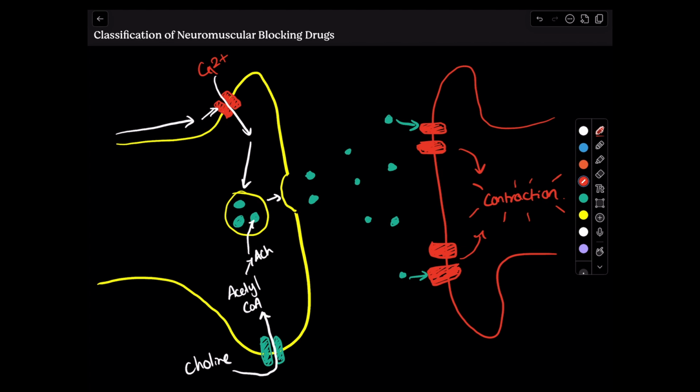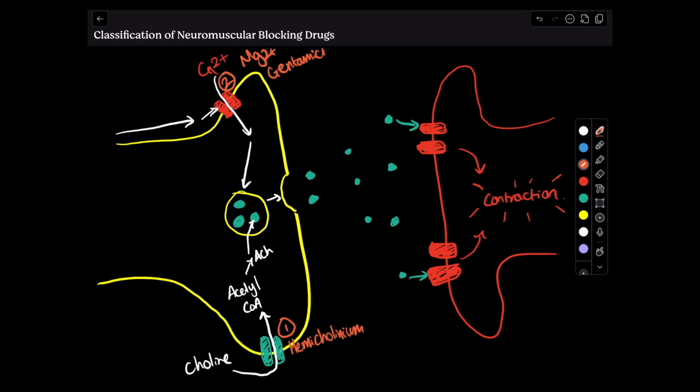Now, drugs that affect any part of this process are technically neuromuscular blocking drugs. So let's take it step by step in a chronological order. The production and packaging of acetylcholine into vesicles is disrupted by hemicholinium. It's a common drug that's used in the research of neuromuscular junctions. Number 2, we have the calcium channel. Here, both magnesium and gentamicin have antagonistic effects.